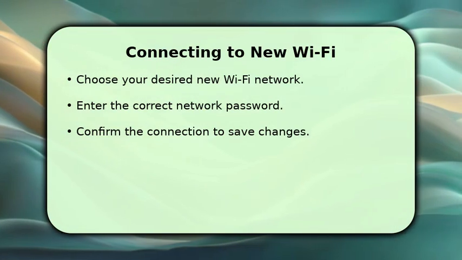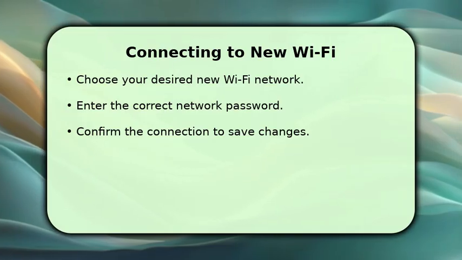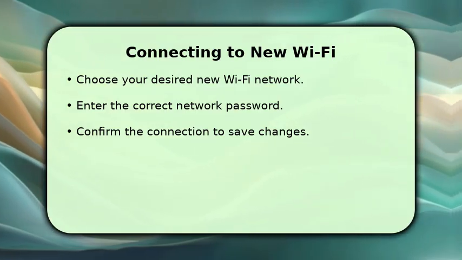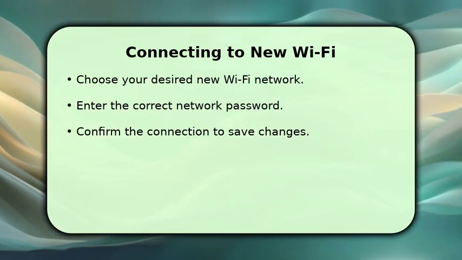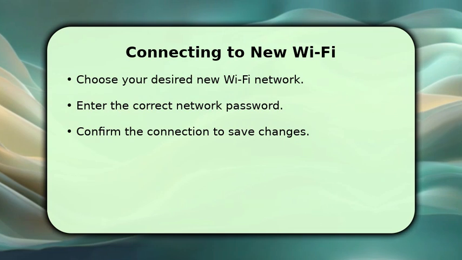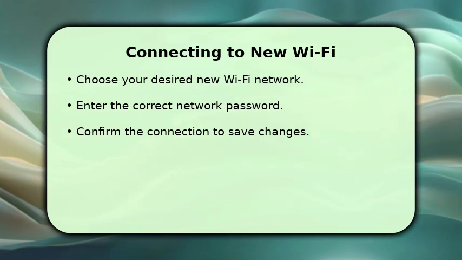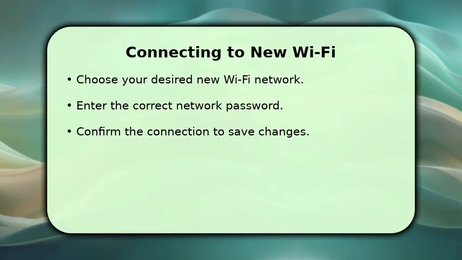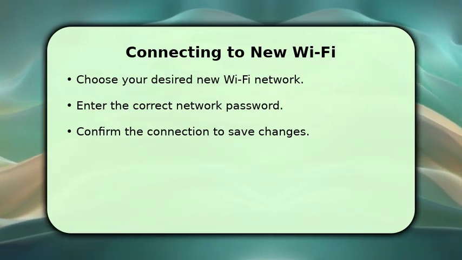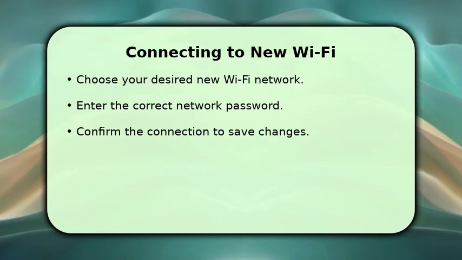Within the network settings, you will see a list of available Wi-Fi networks. Select your desired new network from this list. Carefully enter the network's password, ensuring accuracy to avoid connection issues. After inputting the password, confirm your selection to initiate the connection process. The system will then attempt to establish a link with your chosen Wi-Fi network.